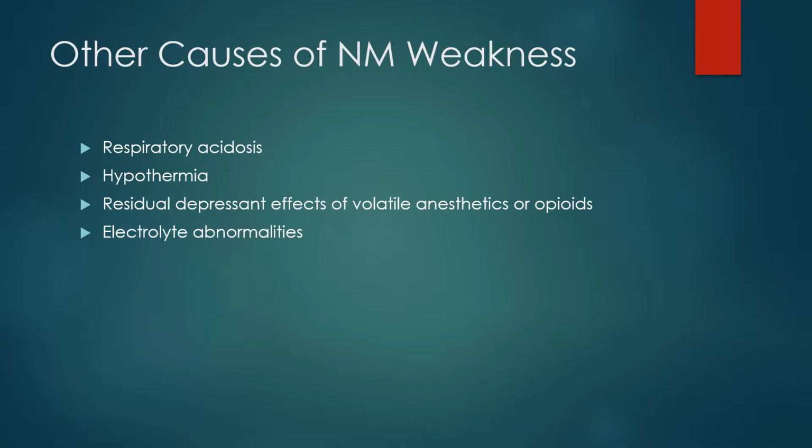In any case, obstruction is less likely if we reverse the patients with neostigmine or sugammadex. But if you suspect persistence or return of neuromuscular weakness in PACU, you have to think about other etiologic factors. Some of these common factors may be respiratory acidosis and hypothermia, and they do happen quite often. Residual depressant effects of your volatile anesthetics, opioids, or both can cause a progressive respiratory acidosis only after the patient is admitted to the PACU and we're not stimulating them anymore.